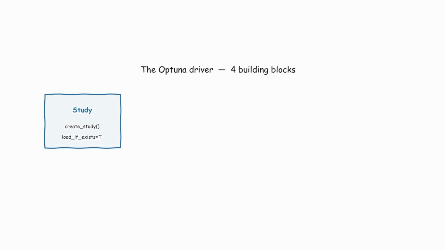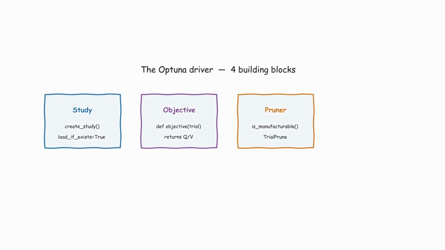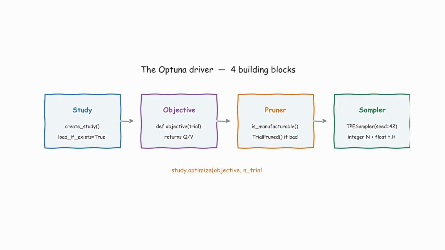The driver has 4 building blocks. First, the study, second, the objective function, third, the pruner, and fourth, the sampler. They snap together in one line: study.optimize(objective, n_trials=20).